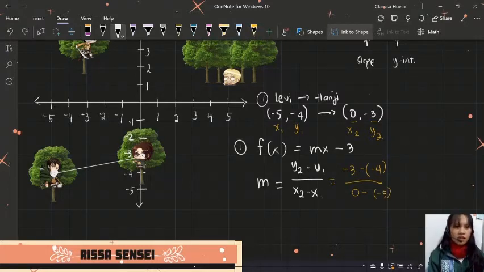Ayan na, malalaman na natin yung slope ng line. So, this is negative times negative. That will give us a positive answer.